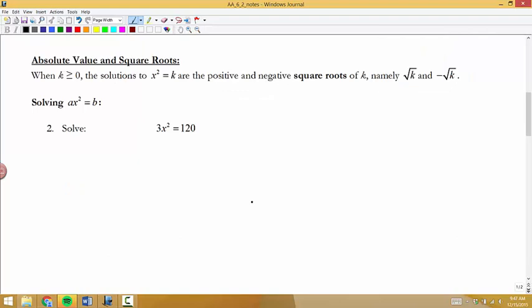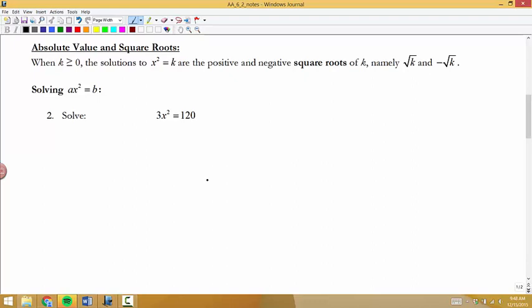This relationship between absolute value and square root is what allows us to do what we've been doing for a long time, which is this: if x squared is equal to some number k, where k is greater than 0, so k is positive, then x will be equal to the square root of k and the opposite of the square root of k. So when we take the square root of a number, we are getting both the positive and negative values. We've been doing that for a long time, but really it's the relationship between absolute value and square root that allows us to do that.